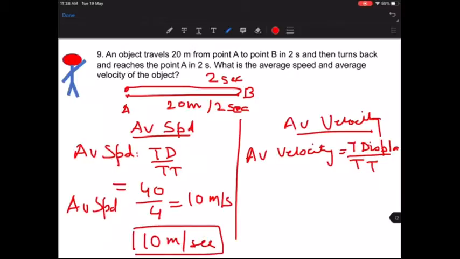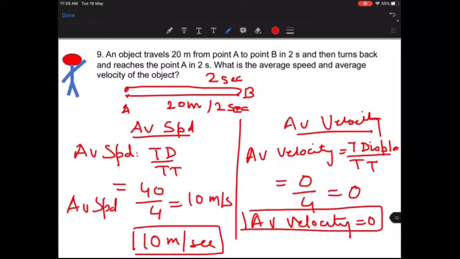Now let us look at the average velocity. Average velocity is total displacement. What is the value of the total displacement? Yes, displacement is going to be 0. So if the displacement is 0, then whatever the time may be, 4 seconds, the average velocity is going to be 0.